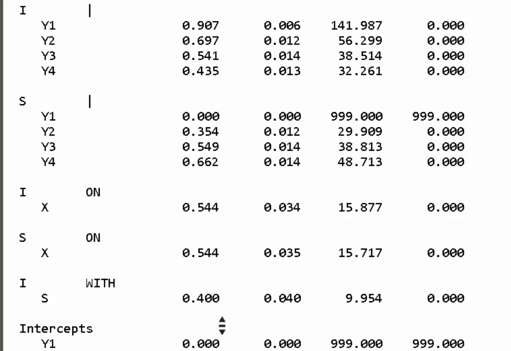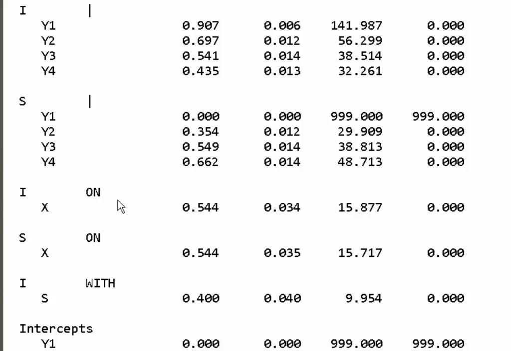But here we might be interested in the standardized results for the regression of I on X and S on X, because these now tell us the standardized relationship between our continuous predictor variable and these continuous latent variables that are intercept and slope. And so these are saying that for every standard deviation increase in X, there's a 0.54 standard deviation difference in I.